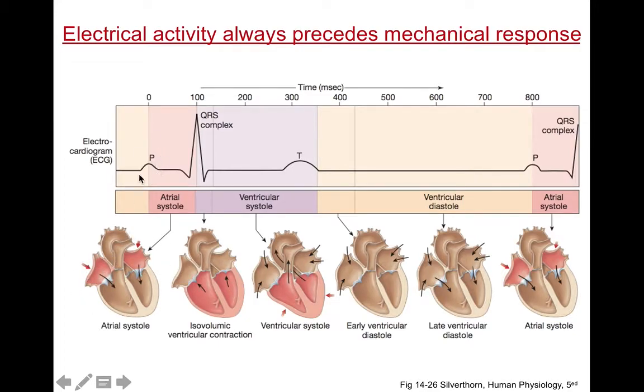So the electrical activity of atrial depolarization is the P wave. You'd see that on the ECG trace first, and then the atria will contract, pushing blood into the ventricles. Similarly, you'll start to see the QRS complex, which is the ventricular depolarization, occur first, and then the ventricles contract, causing blood to be ejected into the arteries. Then once the ventricles start to repolarize back to normal, you get the T wave.